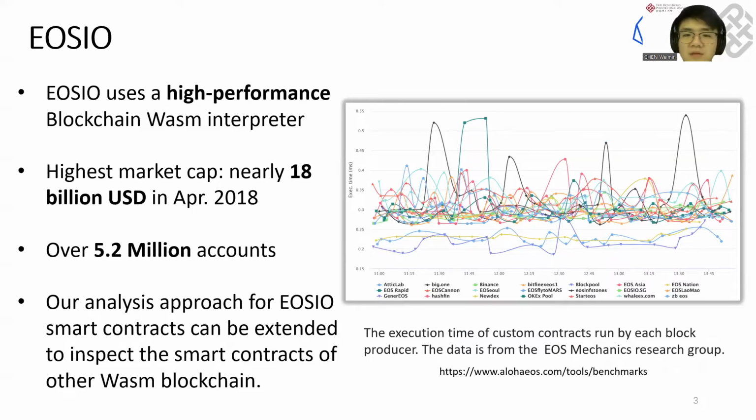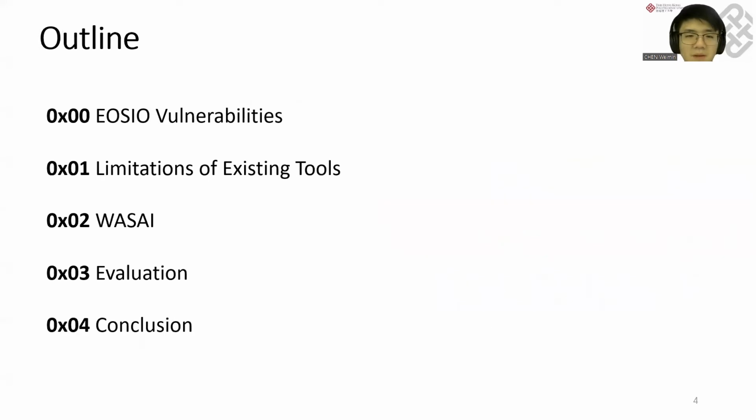We focus on EOSIO because it is one of the most popular and fastest Wasm blockchains. The highest market capitalization was near 18 million US dollars in April 2018. Nowadays, there are over 5.2 million accounts in EOSIO. We believe that the analysis of EOSIO can apply to other Wasm blockchains.